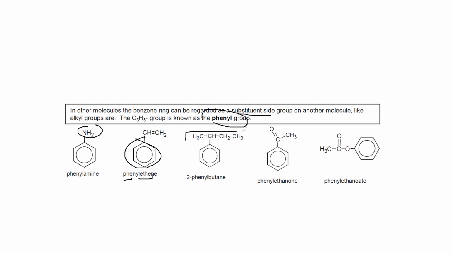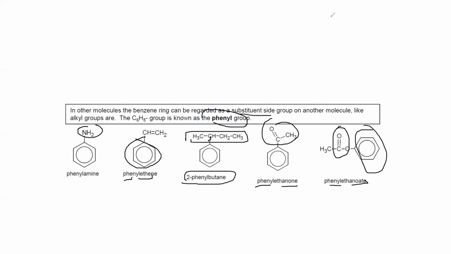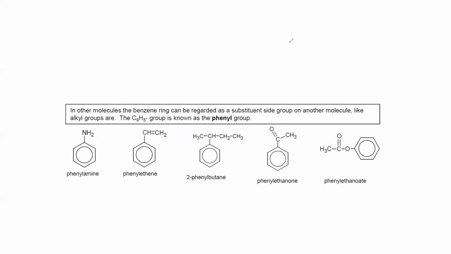Here is a straight-chain carbon with the benzene ring attached at the second carbon, so it's 2-phenylbutane. And here a C double bonded with O, like a ketone, so it is phenylethanone, and phenyl ethanoate, because of the ester it is ethanoate, and phenyl because the benzene ring is considered a substituent group. Is it clear? The naming? Okay. So if the benzene ring is considered a substituent, you use the term phenyl.